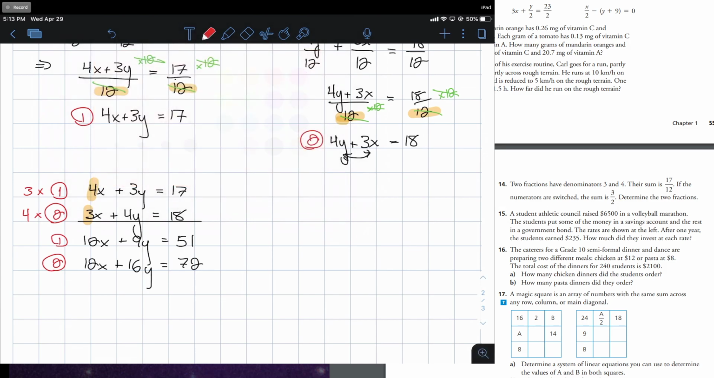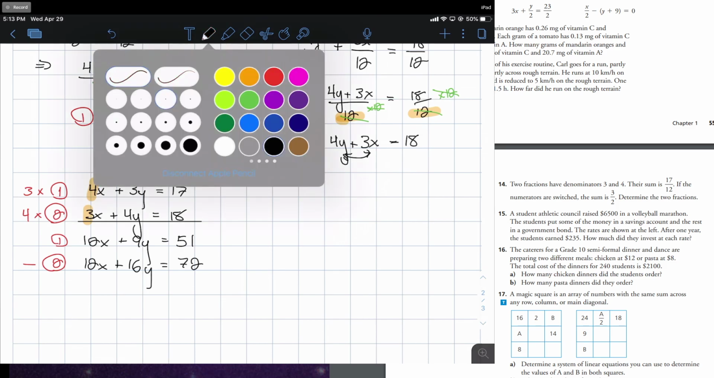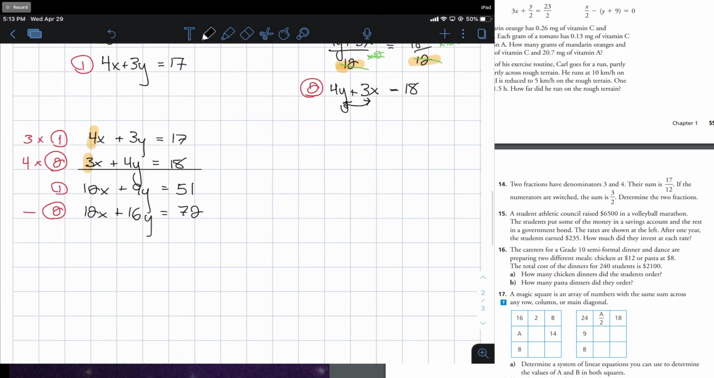And now I have two equations, and if I subtract, I will completely get rid of my x variable. I will eliminate x. So when I do that, 12x minus 12x is 0x. I have 9y minus 16y, which gets me to negative 7y. And then I have 51 minus 72, which gets me to negative 21. And so now I have an equation that just has y in it. I can ignore the 0x. So I'm just going to divide by negative 7 on both sides here, so I get y = 3.